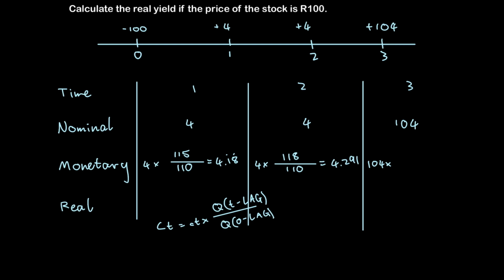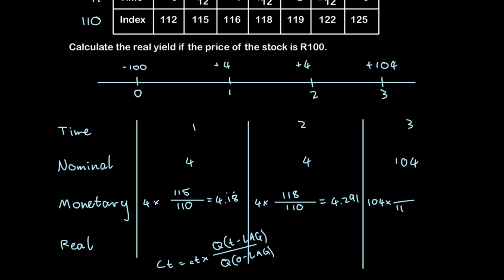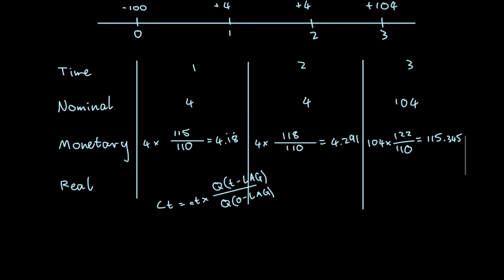4.291. And at time 3, our nominal value of 104, in order to get our monetary value, we still divide by 110, which is Q of naught minus lag, and we multiply by 3 minus lag, which is 2 and 4/12, and the relevant index is 122, and that gives us a value of 115.345. Okay, so now let's go ahead and calculate these real values.